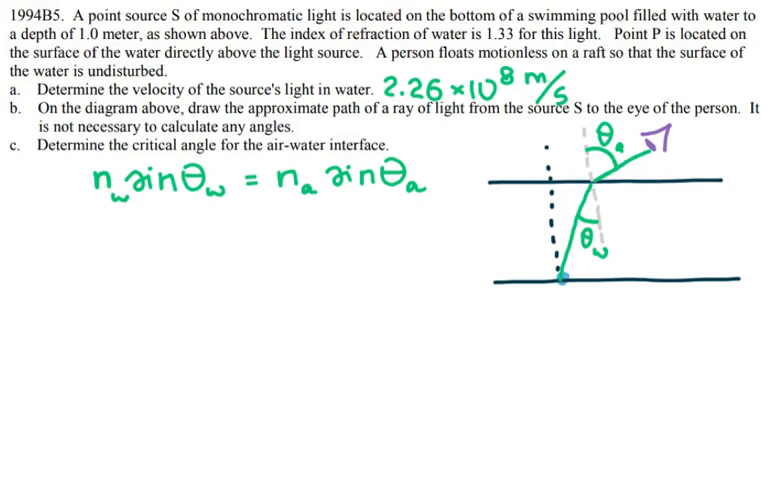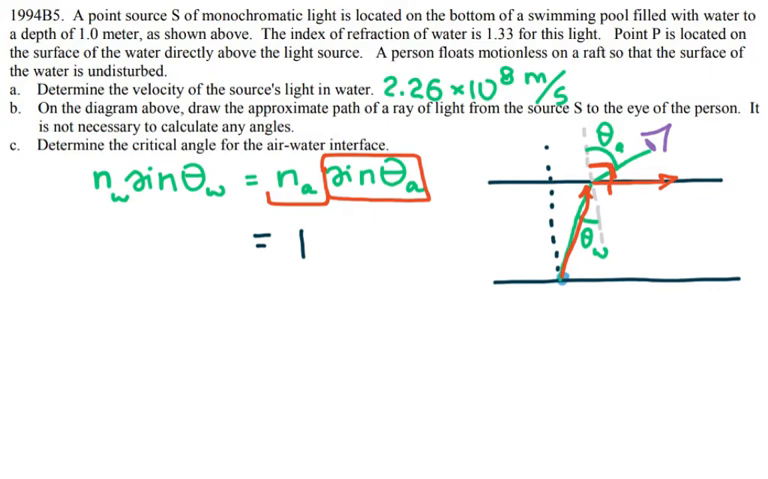Because they say the angle is the critical angle, that means when the ray reaches the surface, it doesn't pass through the surface. It stays within the water. The angle of refraction would be 90 degrees. The sine of 90 degrees is 1, and the index of refraction for air is also 1. So on this side, I would have a 1.